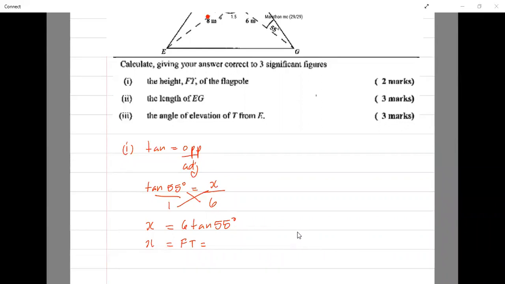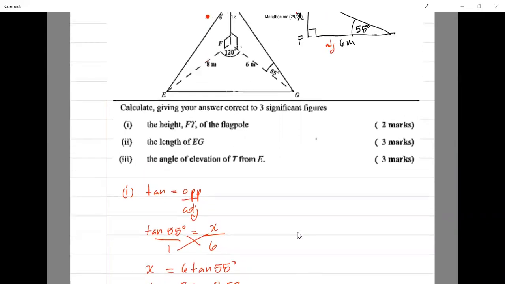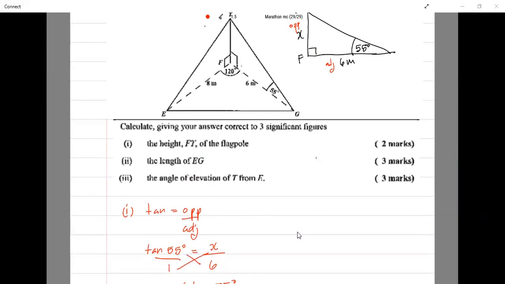All right, the answer I'm getting back is 8.57 meters. FT I'm getting is 8.57 meters. All right, the next thing we're asked to find is EG. Now EG is part of this triangle at the bottom here.